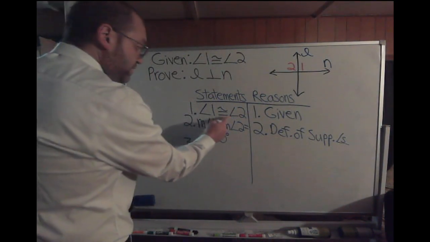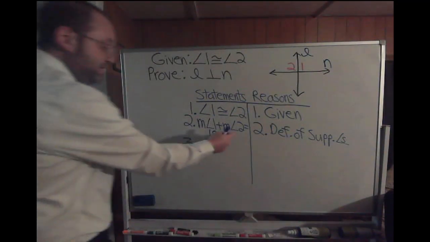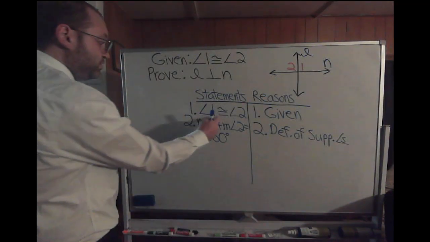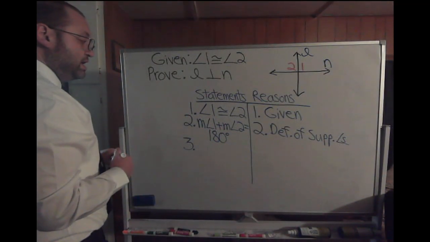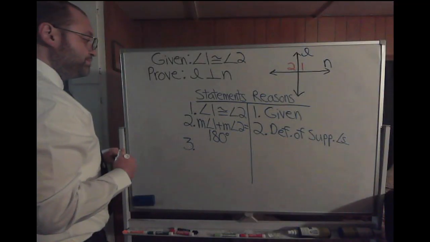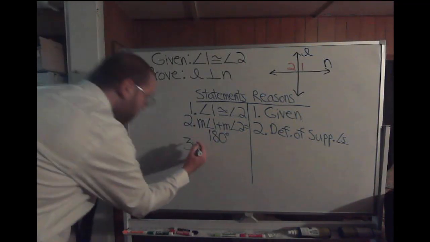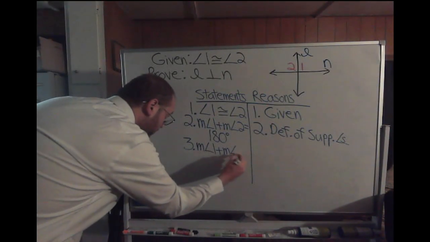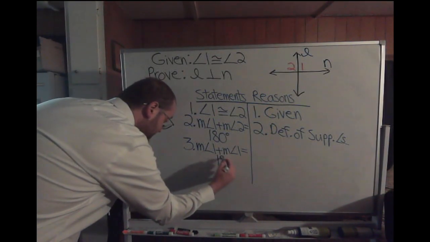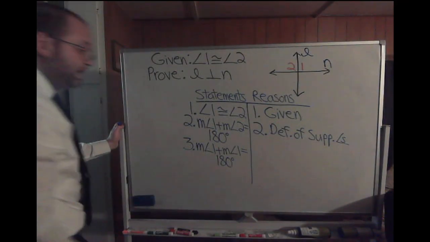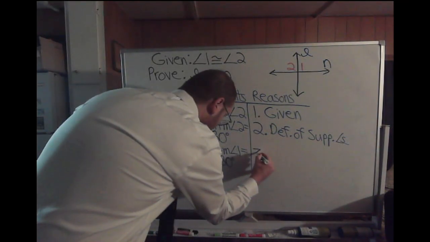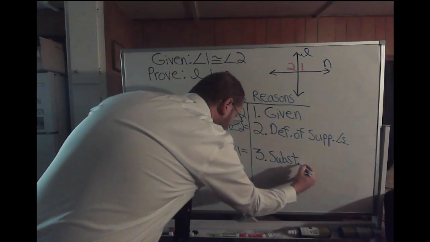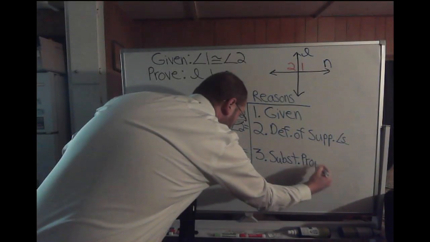We know angle 1 is congruent to angle 2, which means in this equation right here, we can substitute either one for either one in the equation. I'm going to go with angle 1 for angle 2. So in this, I'm going to say the measure of angle 1 plus the measure of angle 1 equals 180 degrees. We could have done the other angle. It really wouldn't have mattered. And of course, the reason for this is the substitution property. All right, so we got that.